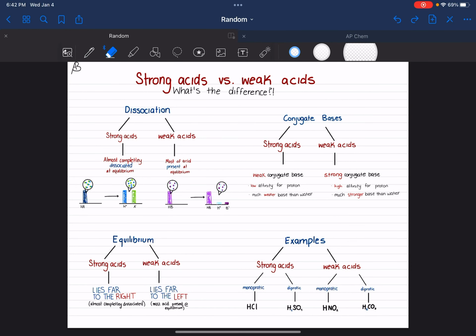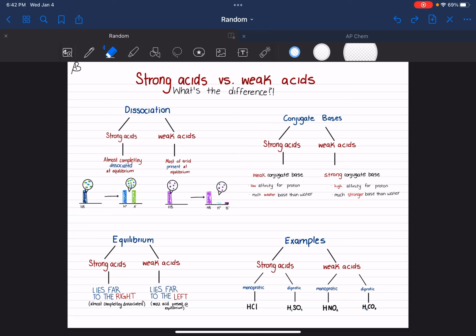Okay, now examples of strong and weak acids. There are different types of strong and weak acids. There are also some that aren't mentioned on here, like oxyacids, which is just when an acidic proton is attached to an oxygen atom. You'll see this a lot, and being an oxyacid doesn't mean you're necessarily strong or weak. You can be either.